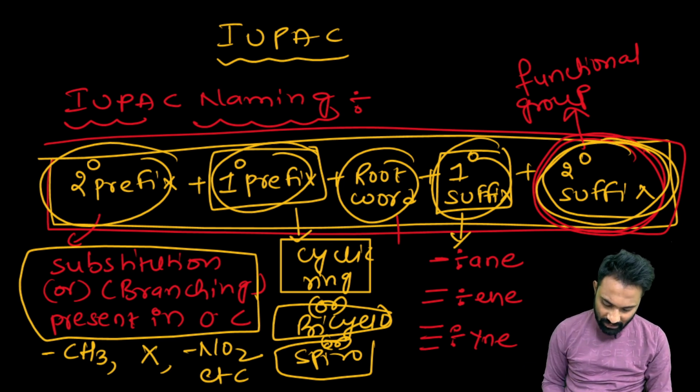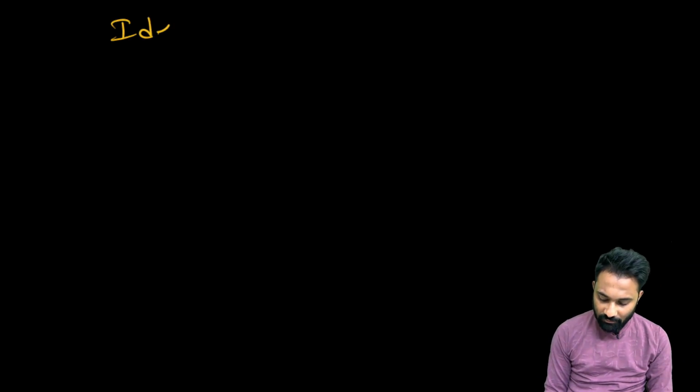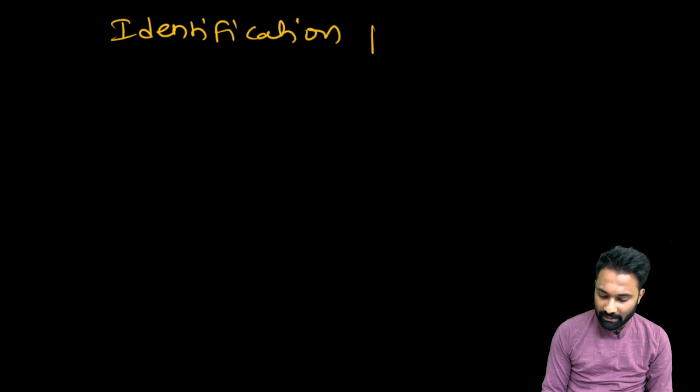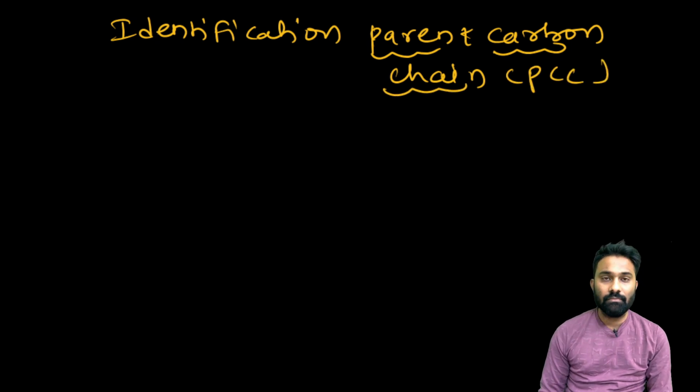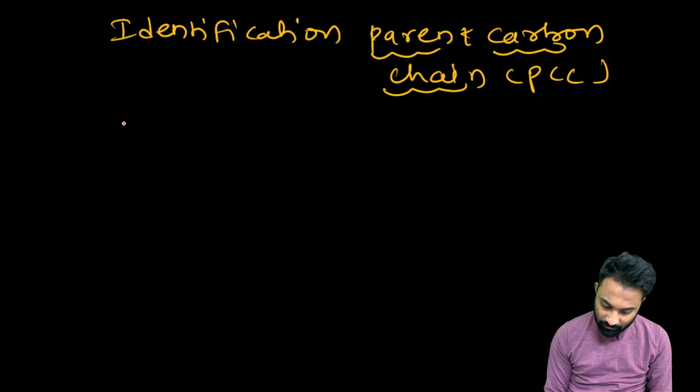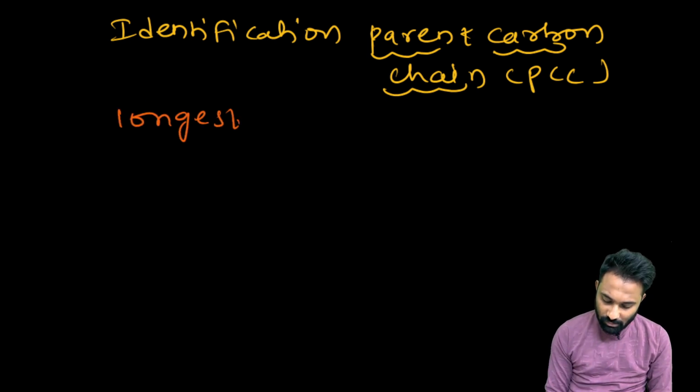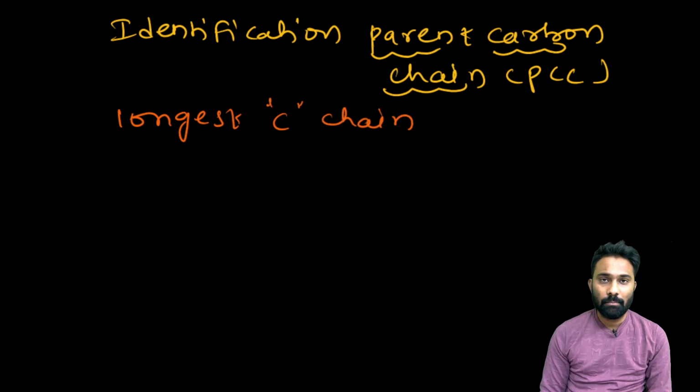Now we'll start with the identification of the parent carbon chain. For any organic compound, identifying the parent carbon chain is very important. This parent carbon chain, I will call it PCC. How to identify the parent carbon chain? The longest carbon chain is known as the parent carbon chain.